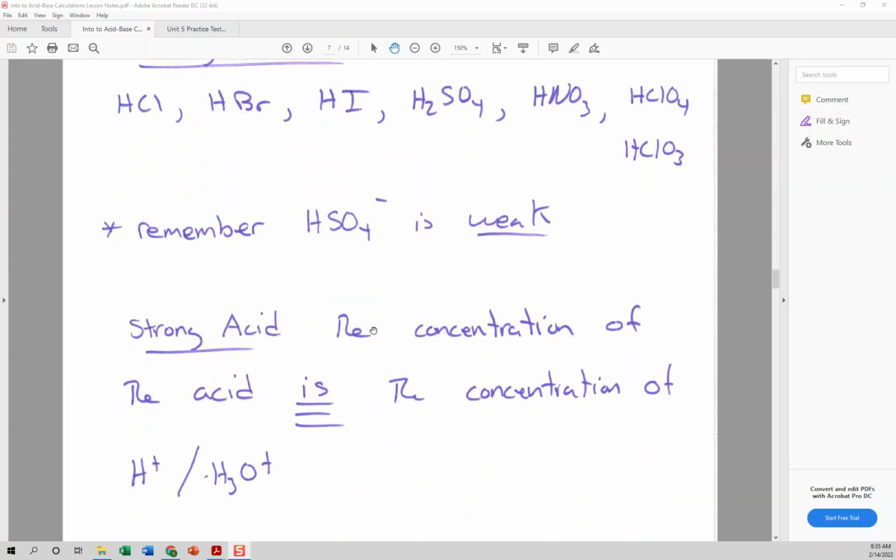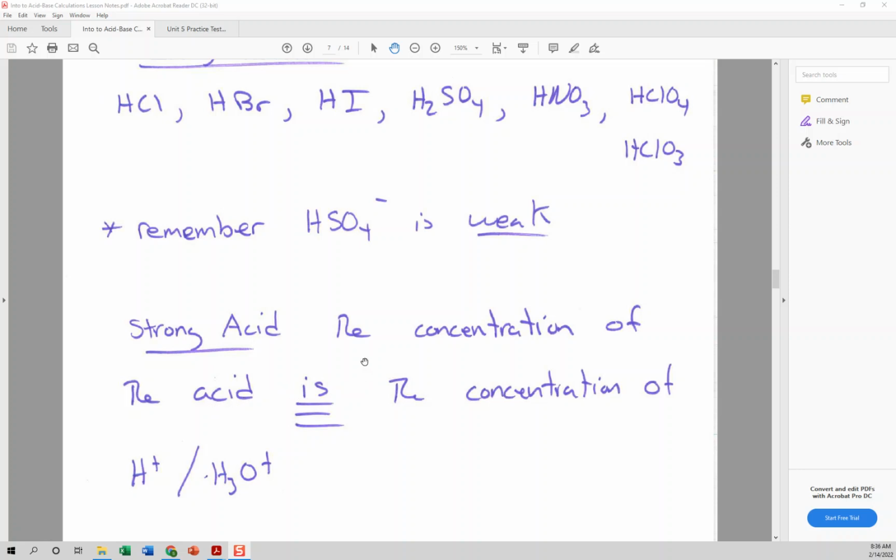If you have a strong acid solution and you know the molarity of the acid, that's an easy calculation, because the molarity of the acid is the molarity of H plus. Okay? So if you have a strong acid solution and you know its molarity, so if I was told the molarity of HCl, that molarity is the molarity of H plus.